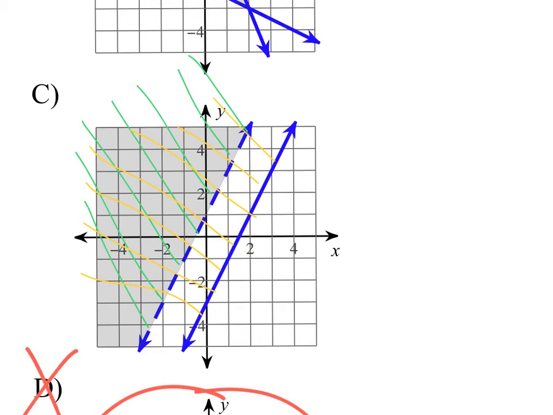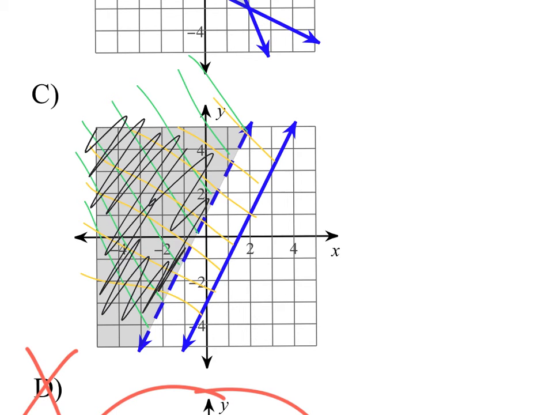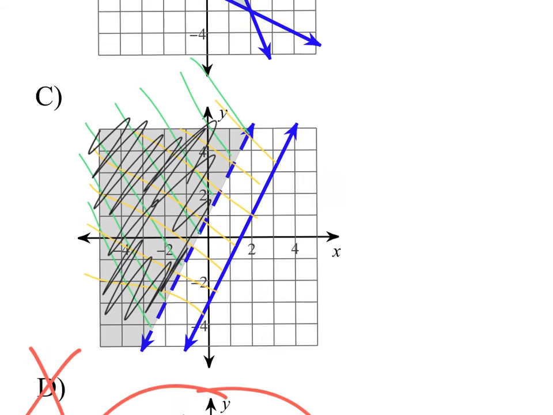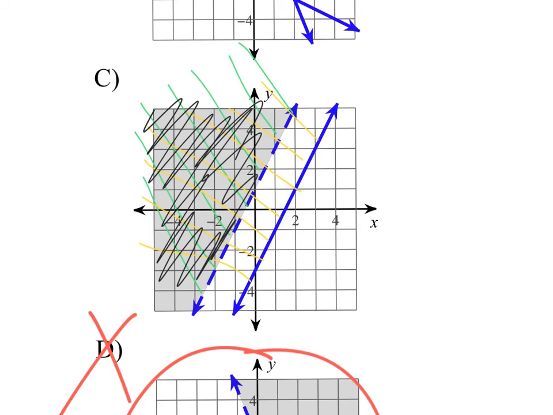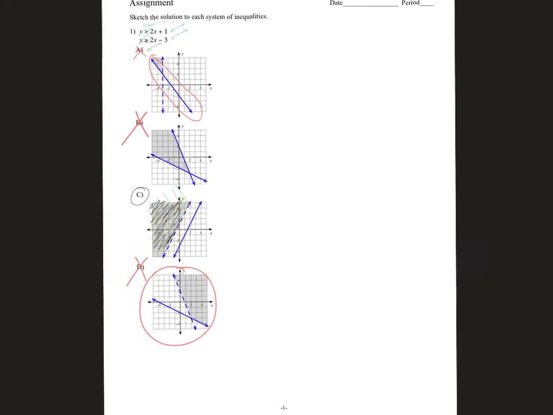And sure enough, the area where both the green and the yellow overlap will be that darkly shaded region right there. So the answer is going to be C.